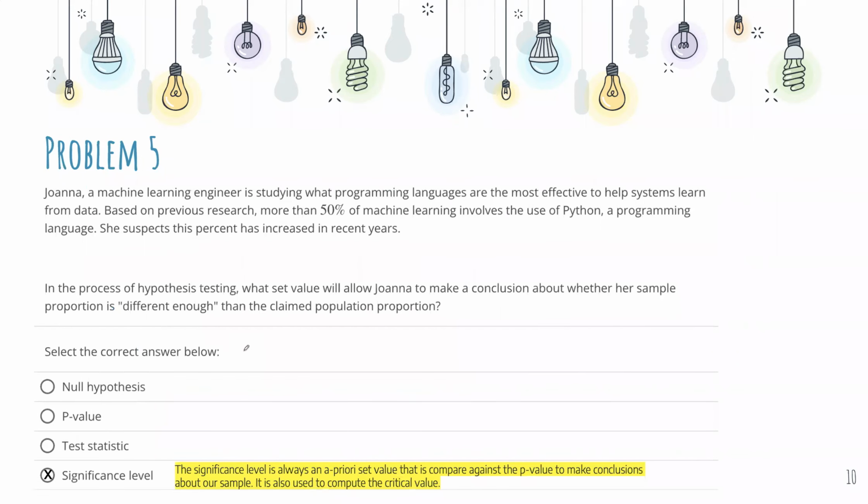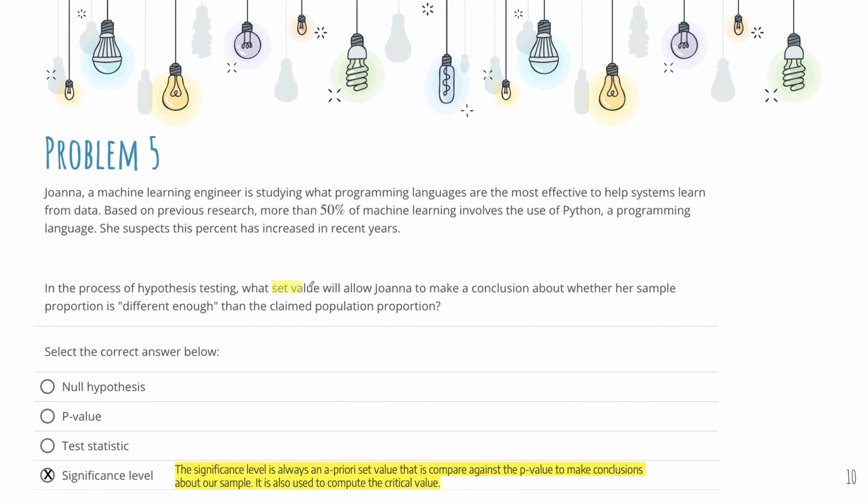Problem number 5. Joanna, a machine learning engineer, is studying what programming languages are the most effective to help systems learn from data. Based on previous research, more than 50% of machine learning involves the use of Python, a programming language. She suspects this percent has increased in recent years. So again, in the process of hypothesis testing, what is the set value that will allow Joanna to make a conclusion about whether her sample proportion is different enough than the claimed population proportion?